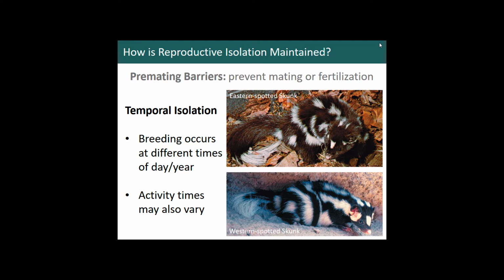So if the eastern spotted skunk is looking for mates in March, and the western spotted skunk is looking for mates in April, anywhere that they might overlap, they're not going to be in mating condition at the same time, and therefore they won't mate. Does that make sense? Same if one of these species is diurnal and the other is nocturnal.